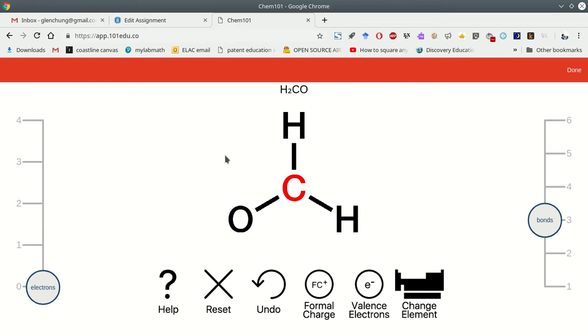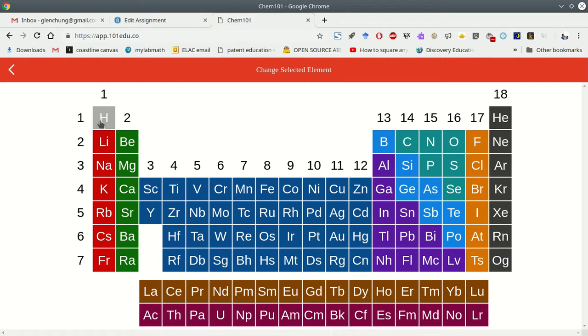Except I'm not done, because there are several steps involved in drawing a Lewis structure, as you've seen in the textbook and in someone else's video. You need to count the number of valence electrons total. So let's have a look here. Hydrogen on the periodic table is in the first group, so that's one valence electron. Carbon is 4 away from the end.